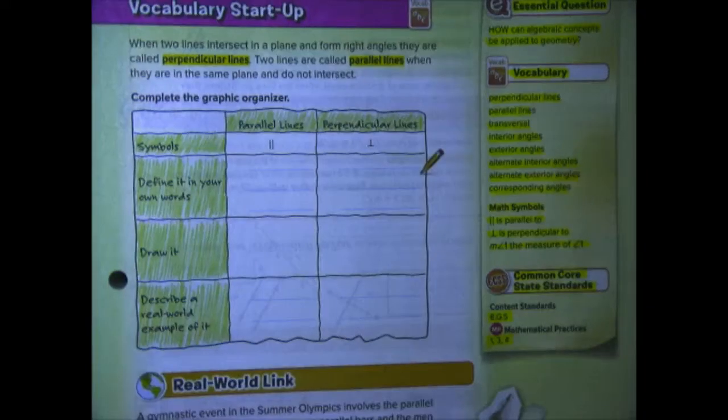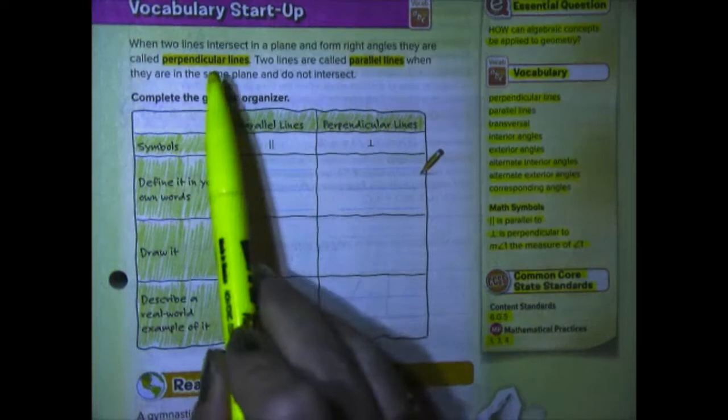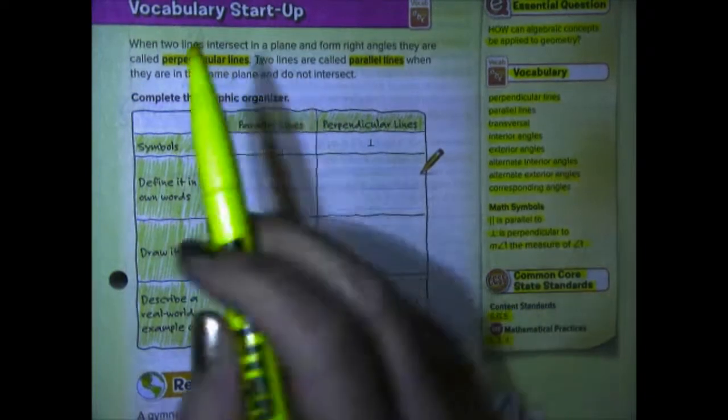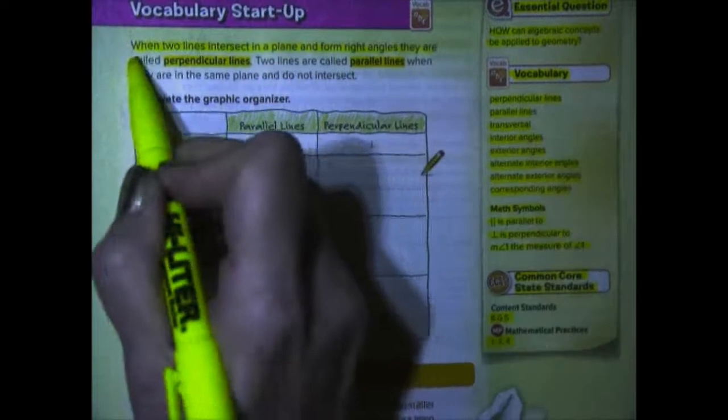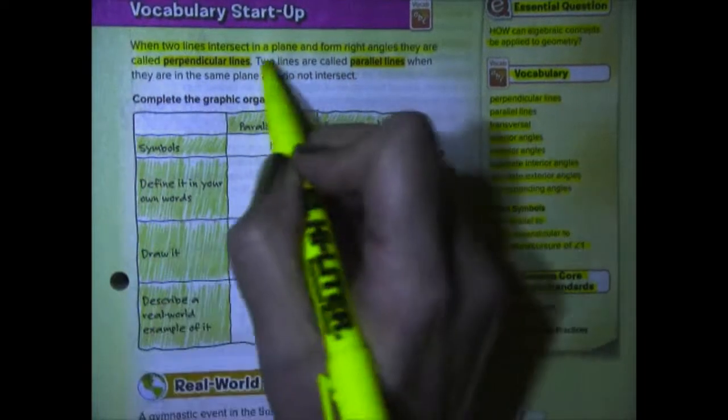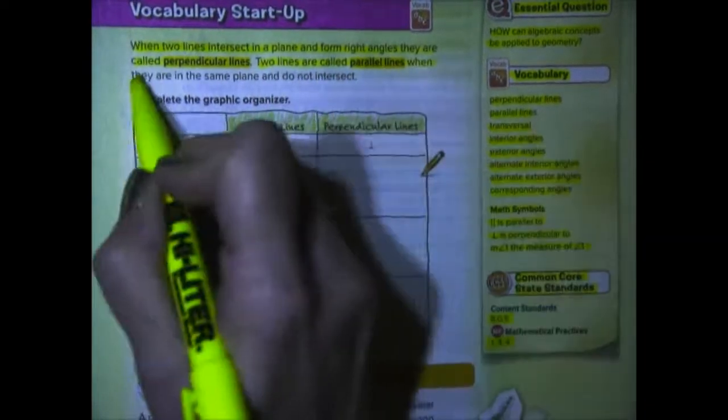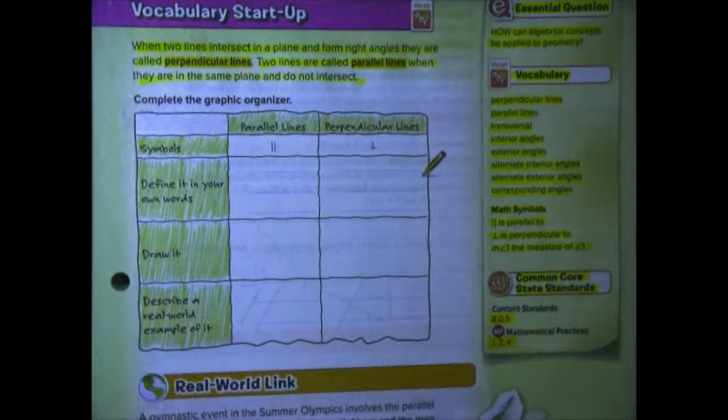Let's look up at the top and we'll look at our first two vocabulary words. It says when two lines intersect in a plane and form right angles, they are called perpendicular lines. Two lines are called parallel when they are in the same plane and do not intersect. Those are two terms that you probably learned several years ago in your math classes, so that shouldn't be anything new. So let's turn to page 372.